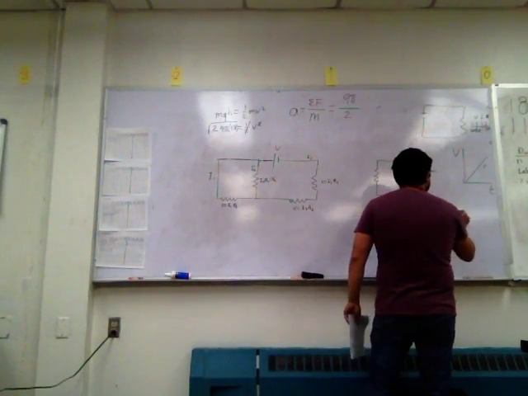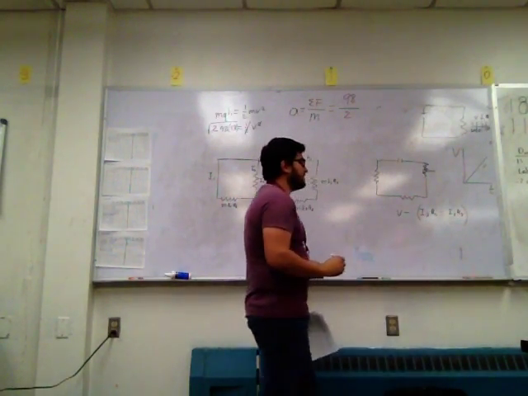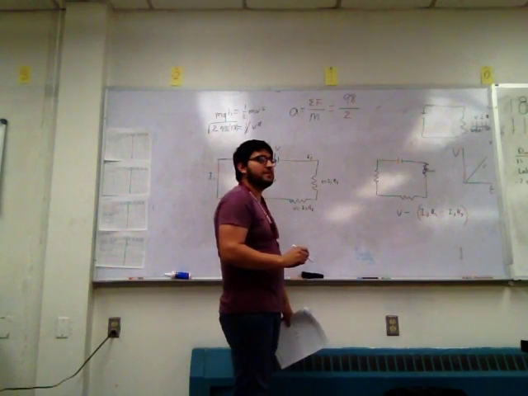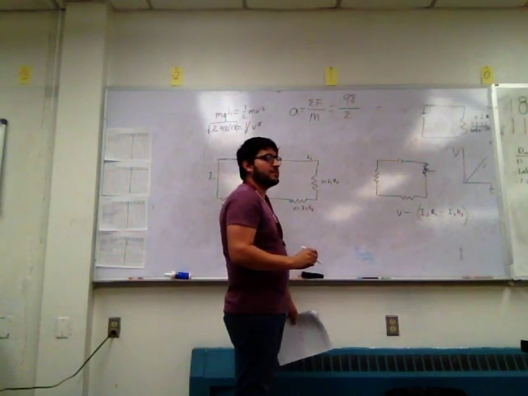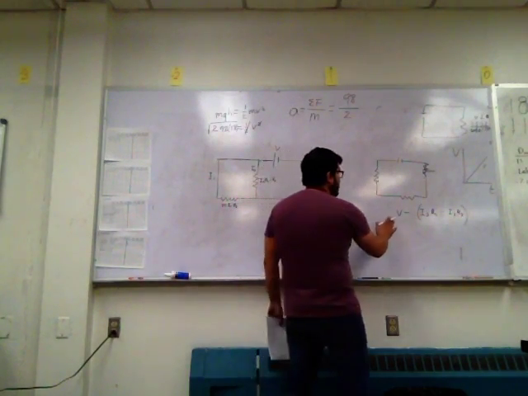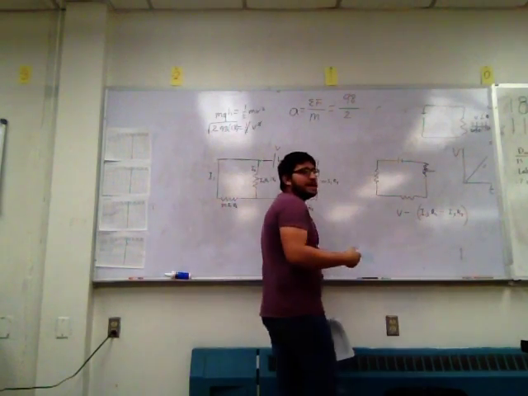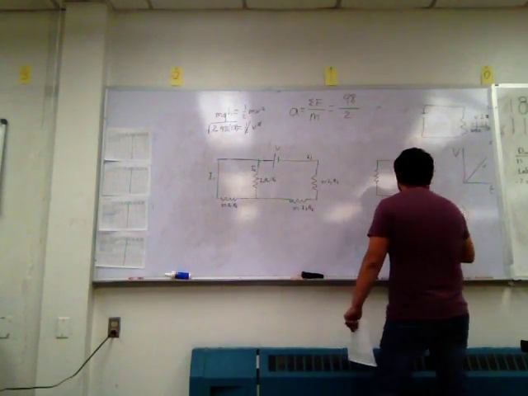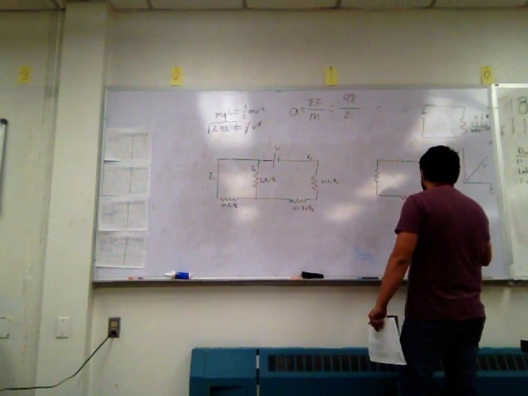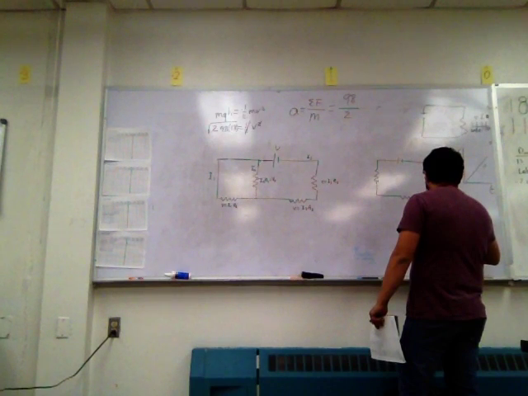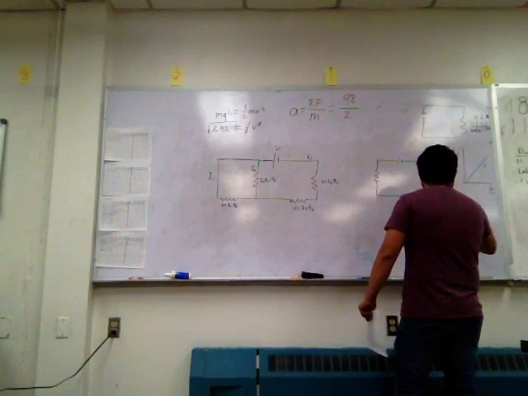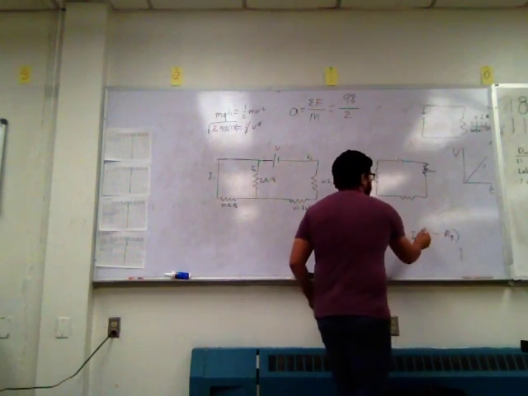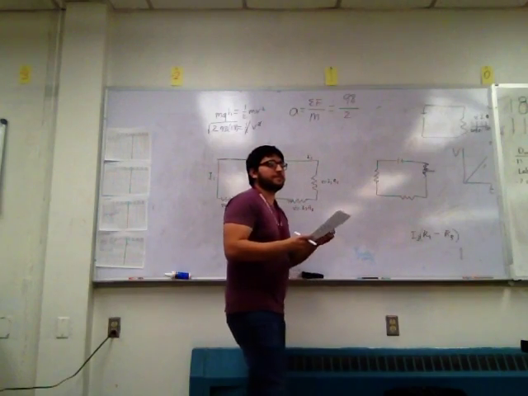So if I have this right here, what do you guys see I can do right there? Well, I can pull out the I. So that gives me I over R4 minus R3. So that's where a lot of these are coming from.